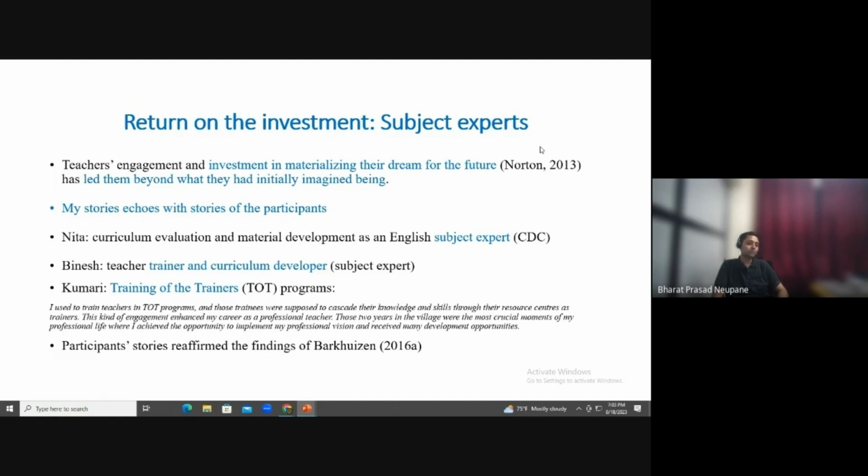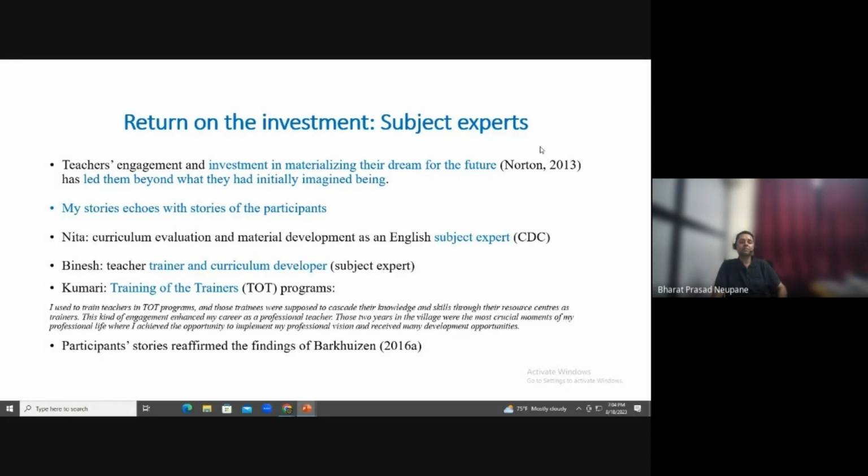Nita now contributes as a curriculum evaluator and material developer, and she also contributes as a subject expert. She has contributed as a subject expert in CDC, right? And she's still contributing. And Bines is a teacher trainer and curriculum developer. He contributes as a subject expert in different forums, different professional spaces. And Kumari has started contributing as a TOT trainer, she provides training of the trainers. She contributes in different TOT programs.